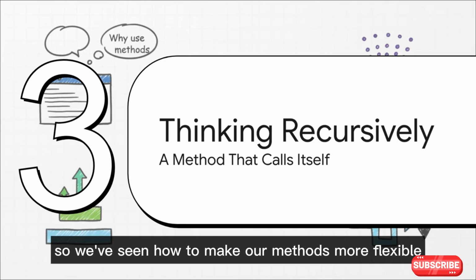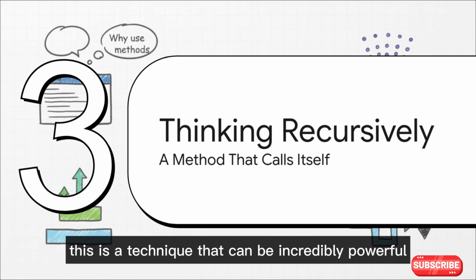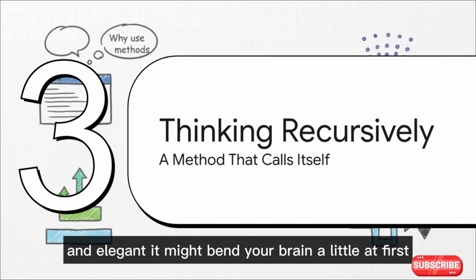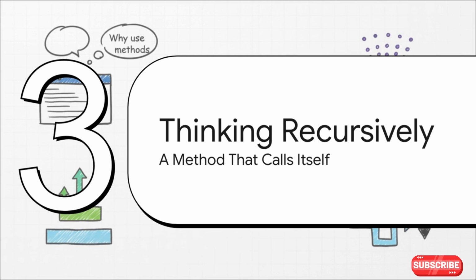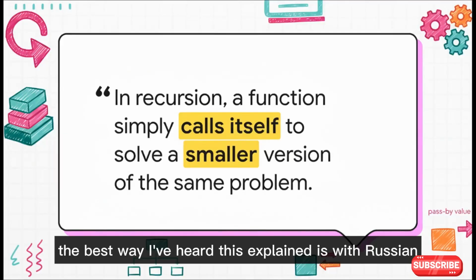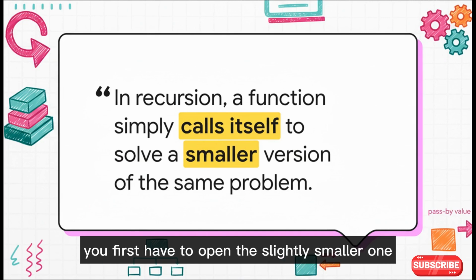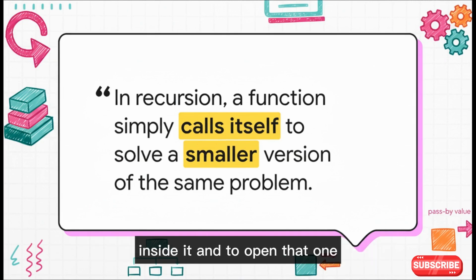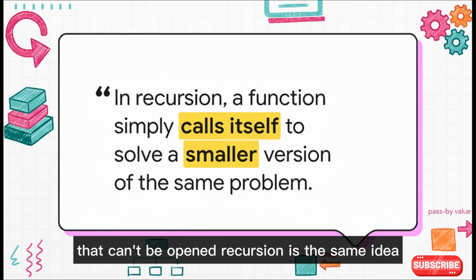So we've seen how to make our methods more flexible. Now let's explore a completely different way of thinking about problem solving. This is a technique that can be incredibly powerful and elegant. It might bend your brain a little at first, but once it clicks, it's a game changer. Let's talk about recursion. The best way I've heard this explained is with Russian nesting dolls. To open the biggest doll, you first have to open the slightly smaller one inside it. And to open that one, you have to open the one inside it. You keep doing this until you get to the very last doll that can't be opened.